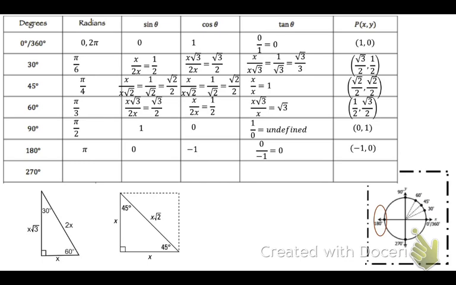Now 270, convert that to radians. That reduces to 3 pi over 2. Sine is the y value, so that's negative 1. Cosine is the x value, so it's 0. Tangent is y over x, so negative 1 over 0, which is undefined. And then that point right there is 0, comma, negative 1.